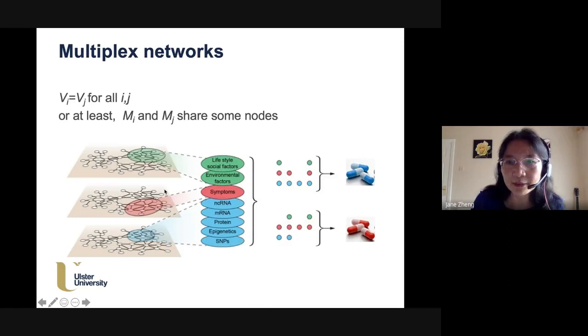and integrate them together, and then to identify the different type of treatment. So that's the concept of the multiplex network. The main thing is we normally use the first one, where each node is the same across the layers. But some people also use the second definition, that if two layers share some nodes, they also think that would be a multiplex network.